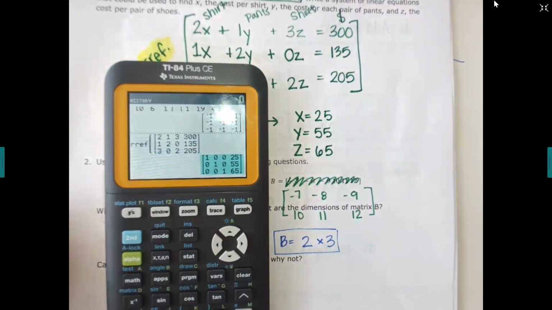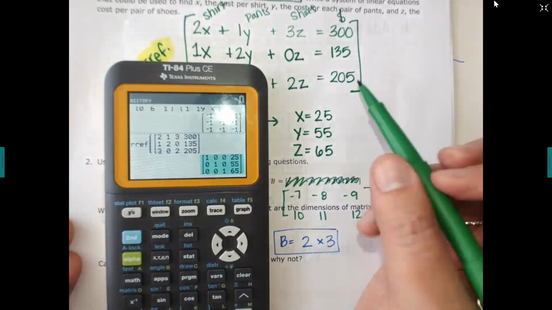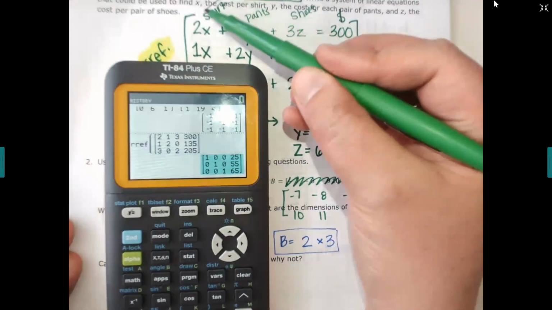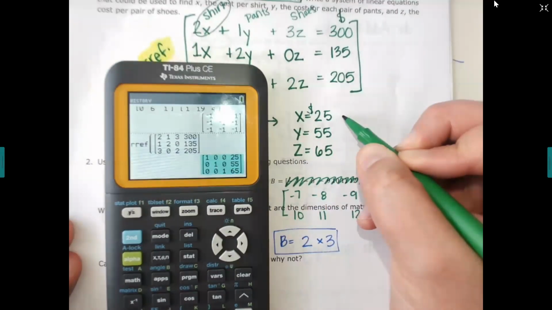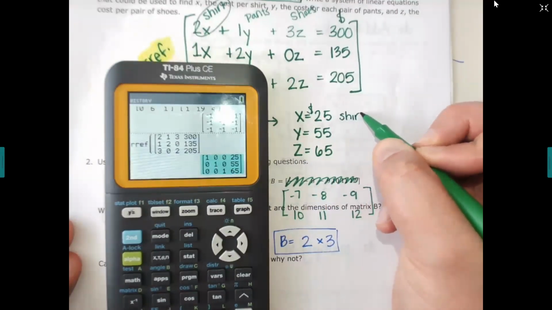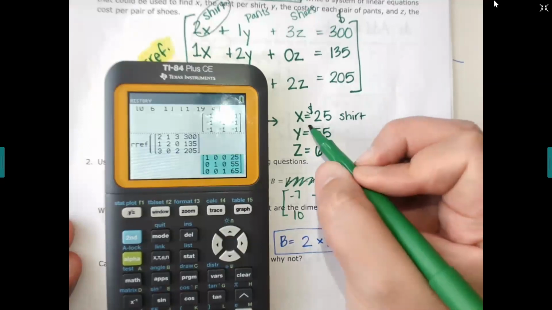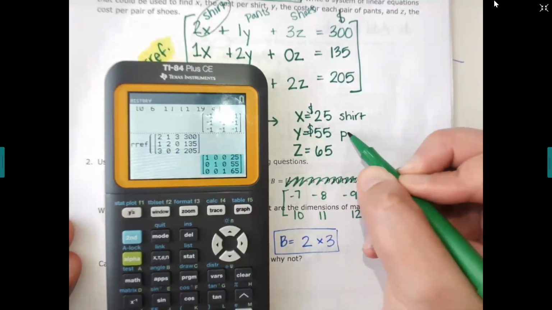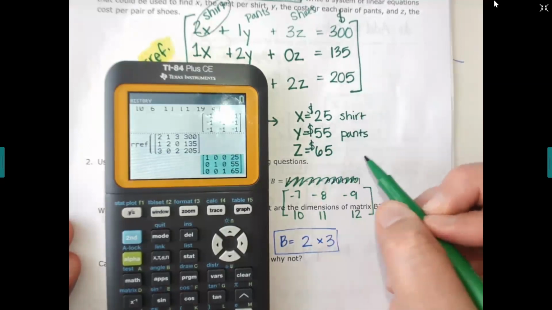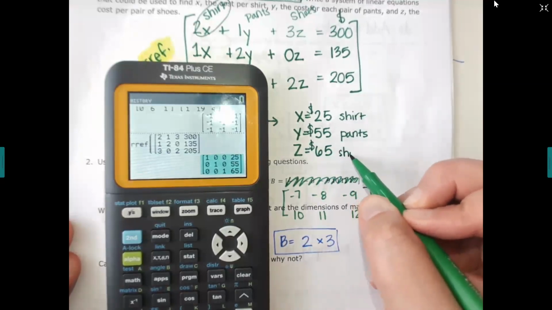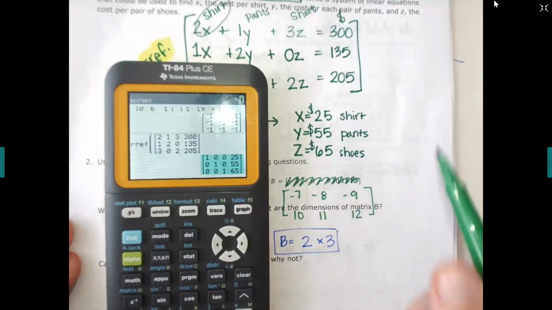Okay, and then remember that each of those things goes with the type of clothing that it was. So for example, remember that X is for a shirt. So it's $25 to buy a shirt. And then it's $55 to buy pants. This is number 1 still. We're about to go to the next one.